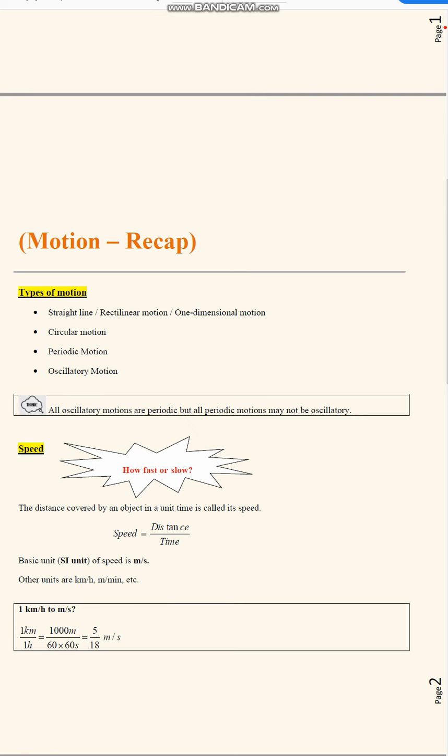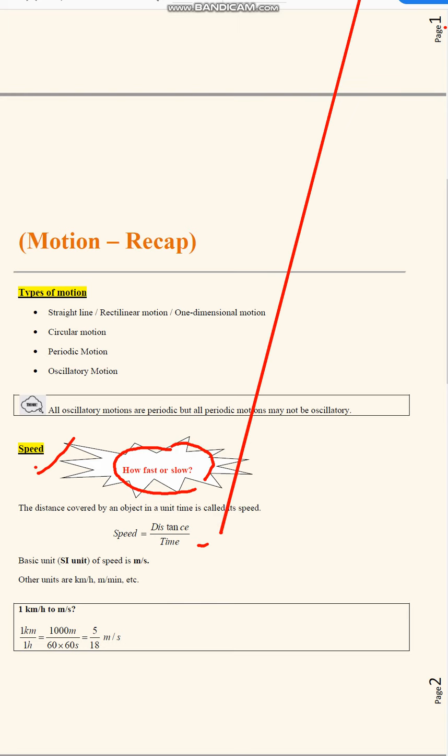Now let us come to the second topic, that is speed. It tells you how fast or how slow an object moves. It is the distance covered by an object in a unit time. The formula is distance divided by time. Students, we know the basic unit to measure distance is meter and the basic unit to measure time is second. So the basic unit to measure speed is meter per second.